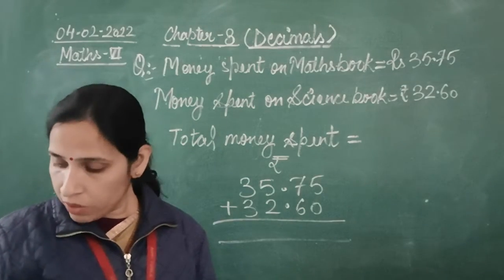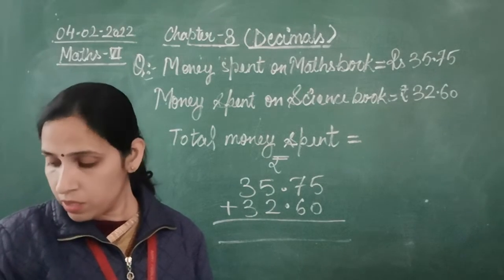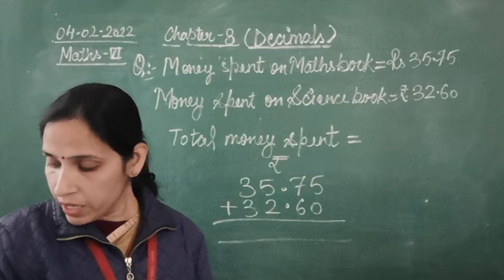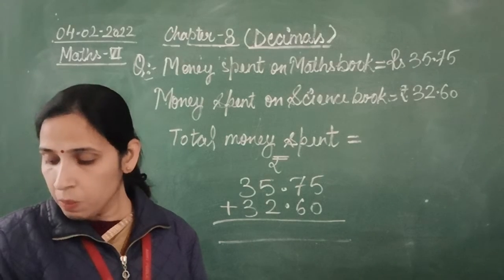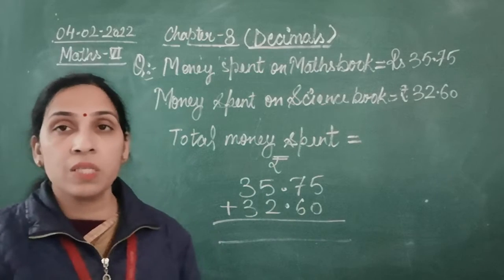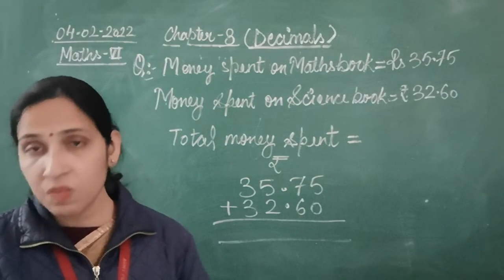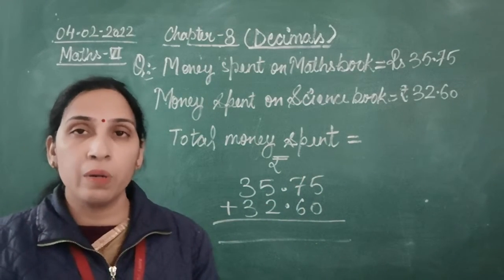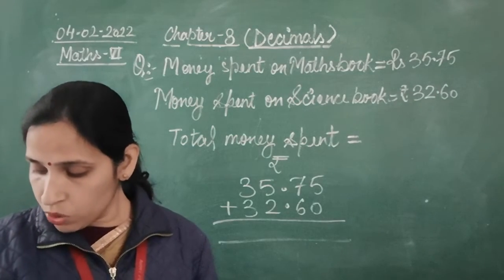Next question: Radhika's mother gave her rupees 10 and 50 paisa, and her father gave rupees 15 and 80 paisa. Find the total amount given to Radhika by the parents. The total amount given to Radhika by the parents is the sum of both amounts, that is, how much money she got from her mother as well as how much she got from her father. So that will be there.